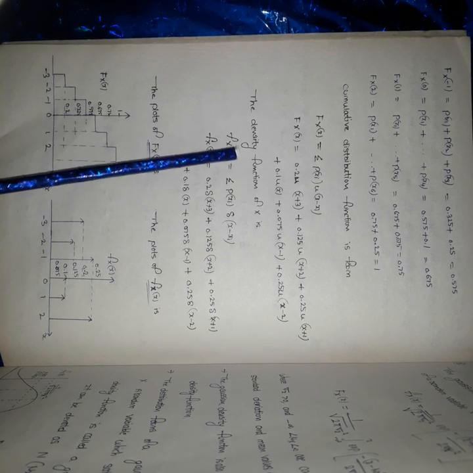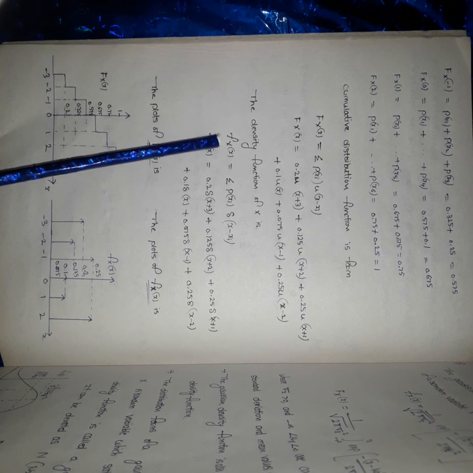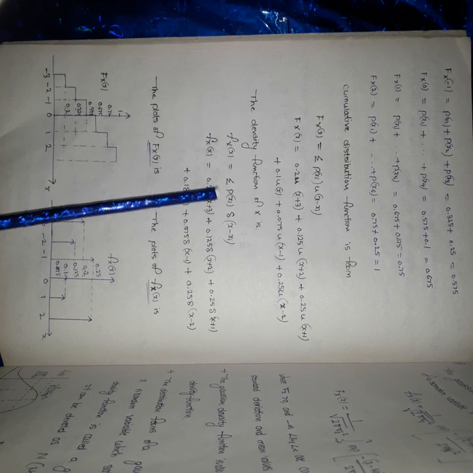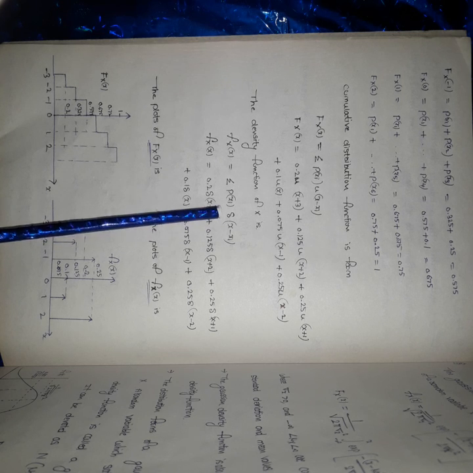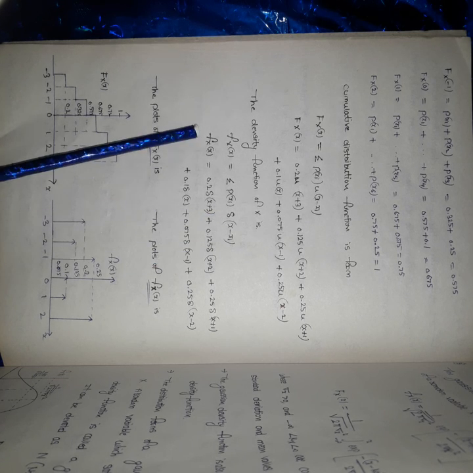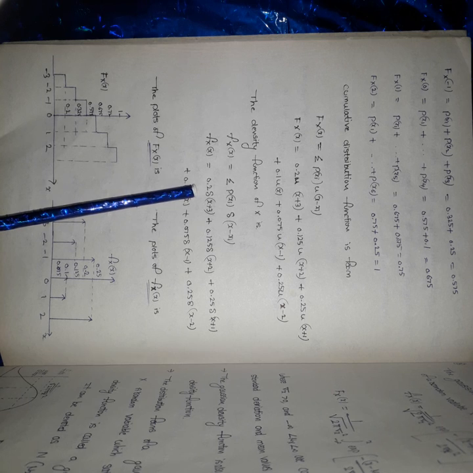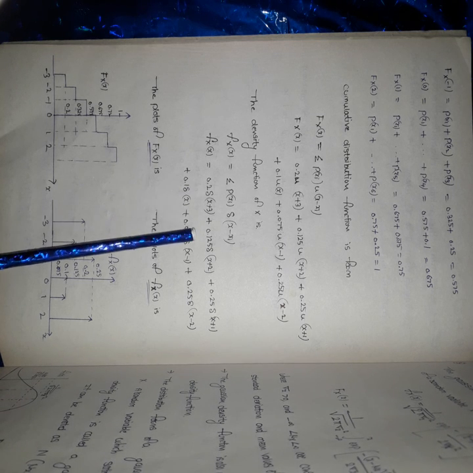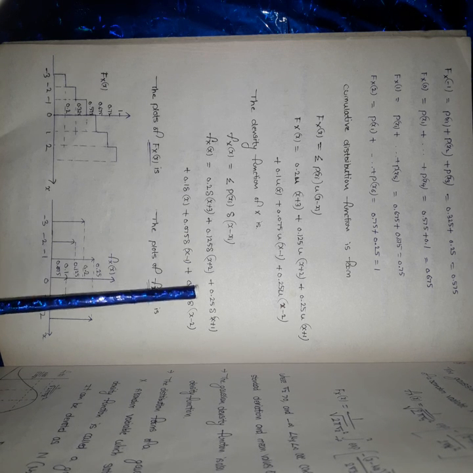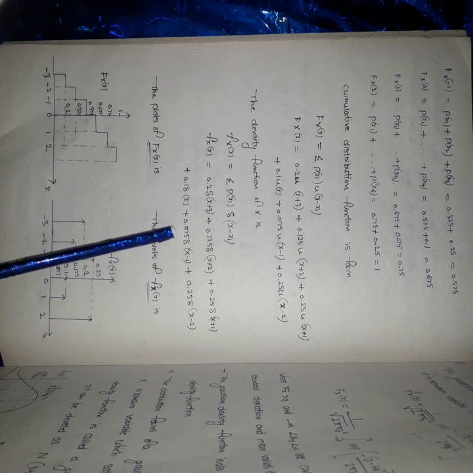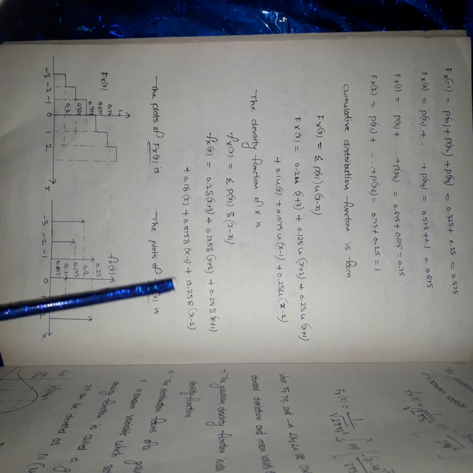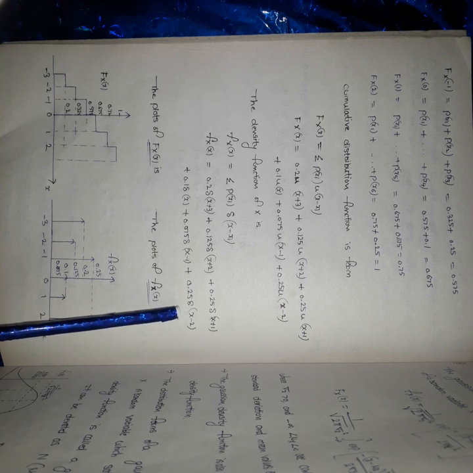The density function of x is fx of x equal to the summation of P of xi delta of x minus xi. Here delta is nothing but an impulse function. Here fx of x is equal to 0.2 delta of x plus 3 plus 0.125 delta of x plus 2 plus 0.25 delta of x plus 1 plus 0.1 delta of x plus 0.075 delta of x minus 1 plus 0.25 delta of x minus 2.